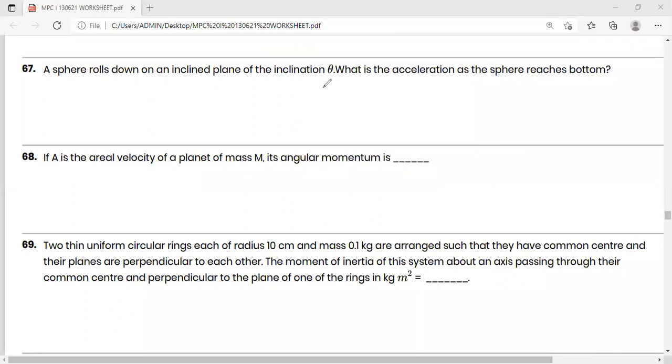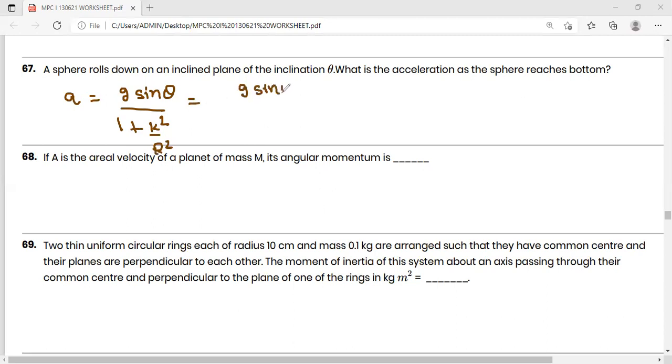Question number 67. A sphere rolls down an inclined plane of inclination theta. What is the acceleration as the sphere reaches the bottom? When you consider the rolling motion along the incline, we have the formula for acceleration, already derived in the regular classes. That is acceleration a = g sin theta / (1 + K²/R²).